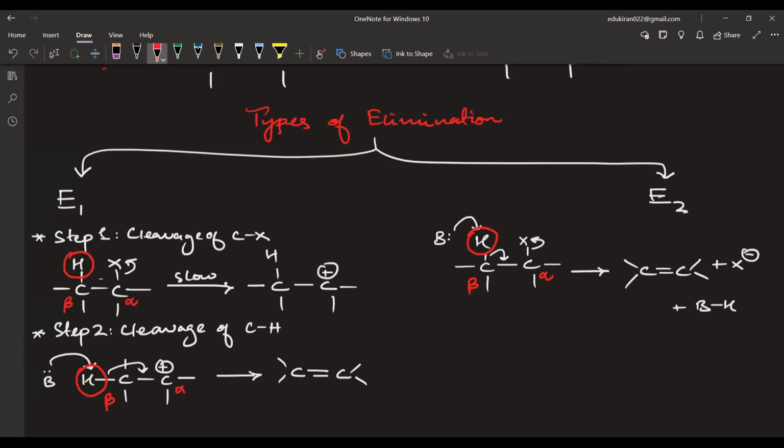as per your NCERT textbook. NCERT has not classified it into E1 and E2, but it is similar to SN1 and SN2. So keep that in your mind. It will not be asked in CBSE.